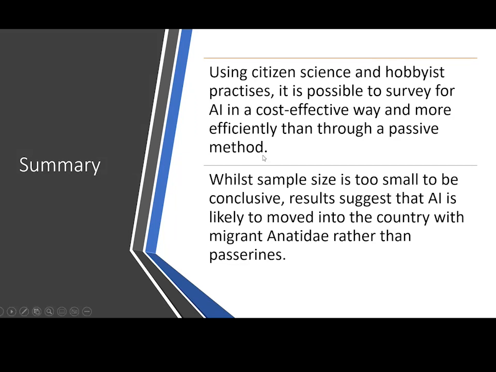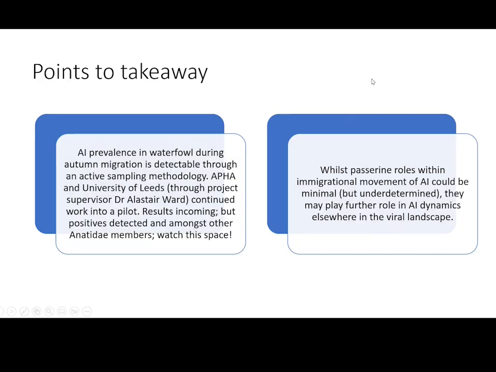And then the points to take away: AI prevalence in waterfowl during autumn migration is detectable through an active sampling methodology.